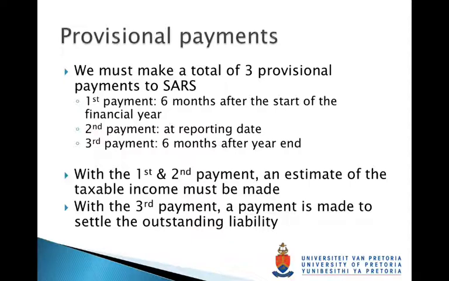For example, if your financial year is from 1st January to 31st of December, the first payment will be in June, the second payment will be at your reporting date, and the third payment will be 6 months after year end. And as we've told you, with the first and the second payment, an estimate of the taxable income must be made. And with the third payment, a payment is made to settle the outstanding liability. This will become more clear for you when we do an example.